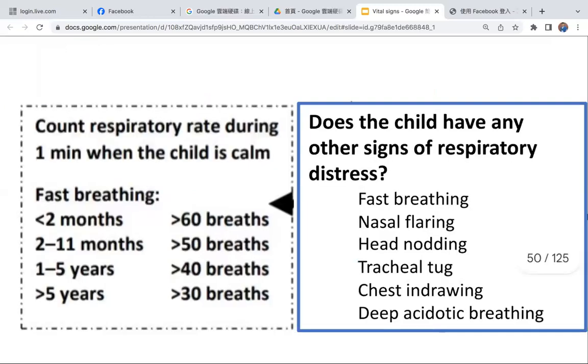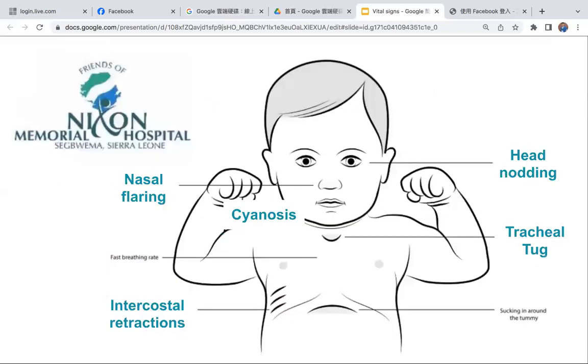The signs of respiratory distress are fast breathing, nasal flaring, head nodding, and chest indrawing, and deep acidotic breathing. So let's start from the head. Sometimes when the patient is having respiratory distress, you will see the head nodding during respiration. And after the head is the nasal flaring. So you will see the nose flaring.